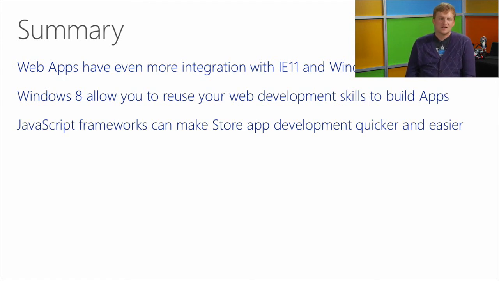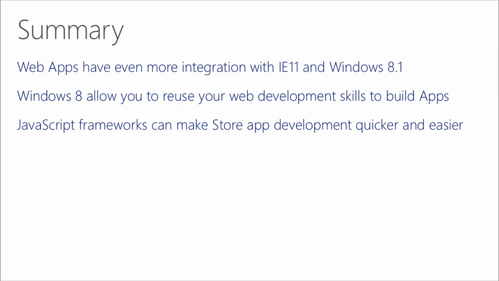So just to summarize, web apps have more integration in IE 11. So we have not only new features, but also things like charm integrations and the live tiles and being able to do different size tiles as well. Windows 8 allows you to reuse your skills that you already have, as well as the libraries or the code that you've already invested in. And JavaScript can make your store apps development quicker. Yep. You can reuse code that you've written. You're using a language that you're already familiar with. So instead of learning a new language, bring that language with you to write your Windows Store apps.